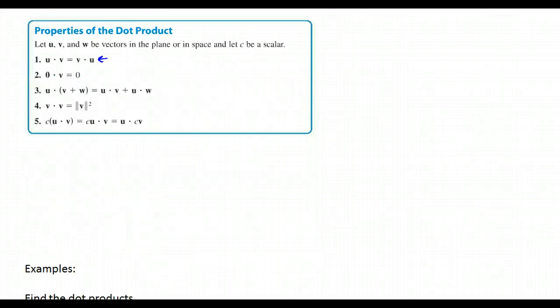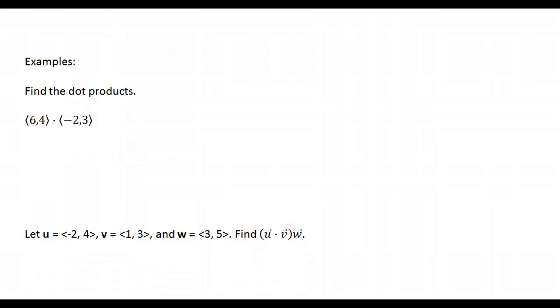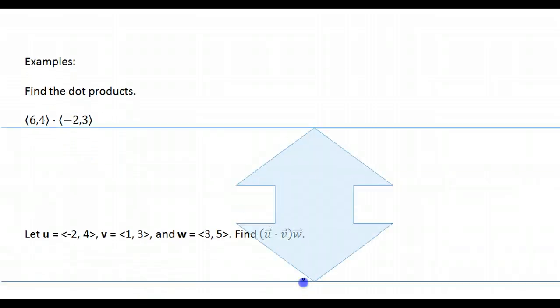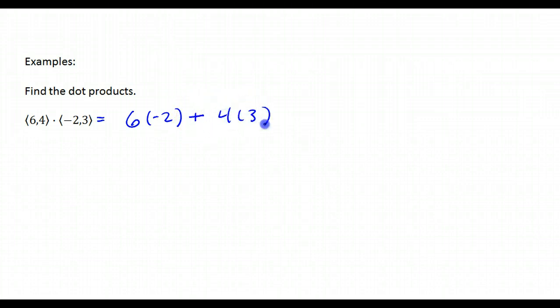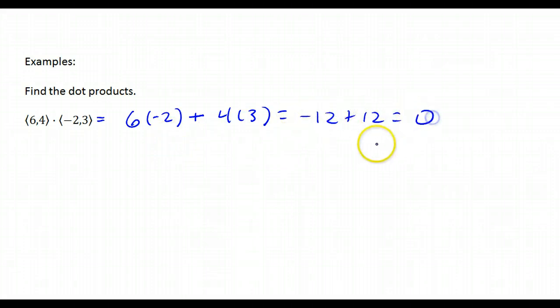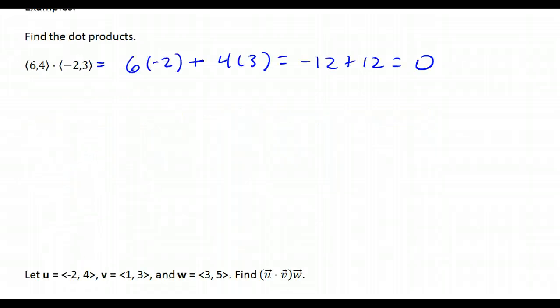Okay, let's do some examples. Let's find the dot products here. So if I have this vector 6, 4 and this vector -2, 3, then that dot product is going to be 6 times -2 plus 4 times 3. And that's going to equal -12 plus 12, which is 0. Okay, so notice that I did not get a new vector. I got a scalar, just a single number, just a magnitude out when I do the dot product.